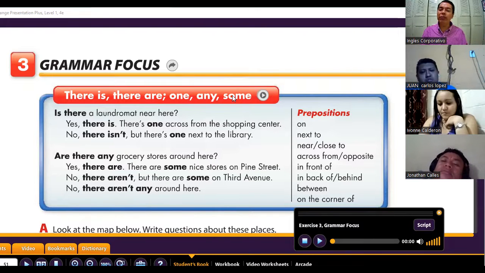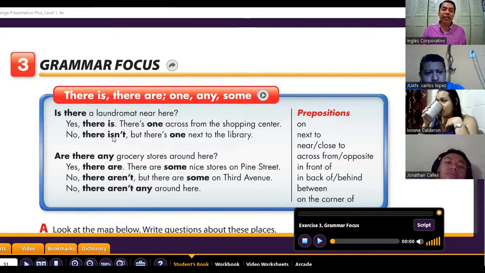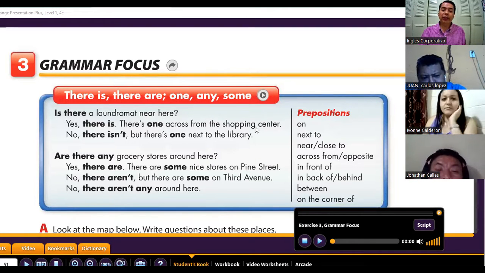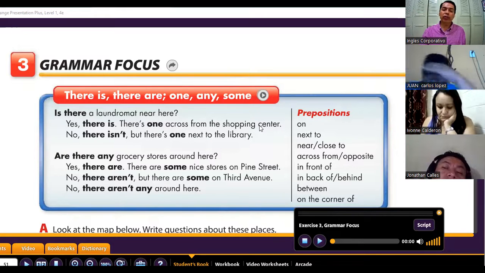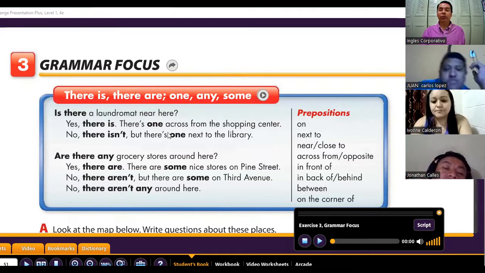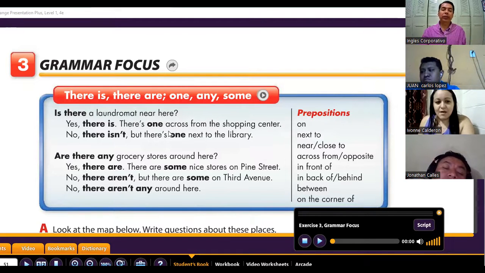Any can be used in negative. And some is used in affirmative, right? Look at the examples here. Is there a laundromat near here? Yes, there is. There is one, singular, one across from the shopping center. Or you can say, there is a laundromat across from the shopping center, right? The two options, there is a laundromat or there is one across from the shopping center. The only difference is that when you say one, it is the substitution for laundromat. So you don't say, there is one laundromat. No, you only say, there is one across from the shopping center. Good. Or another option is there is one next to the library. Okay, one.